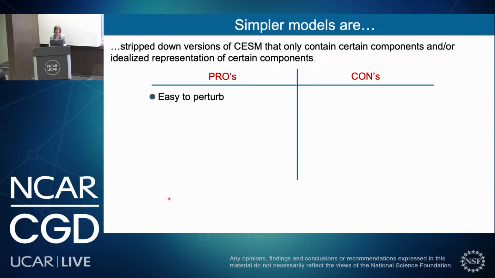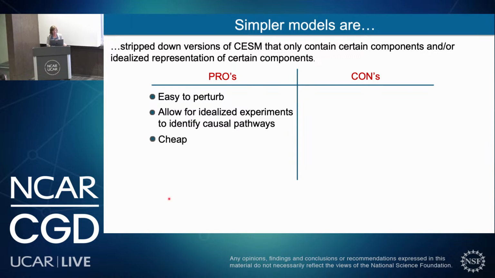An advantage is that they can be easier to perturb. You have a bit more control, so you can change one thing and then see how other things respond, and that allows you to run idealized experiments to identify causal pathways. Not all of them, but many of them are cheap to run, and so some of these you can even run on your laptop. So if you have limited resources, you can run them easily, but it also means that you can run many experiments, and you can do parameter sweeps to really try and see how the system is sensitive to a given thing.